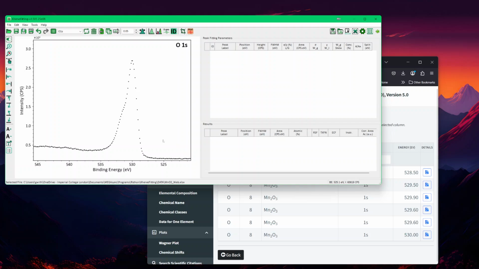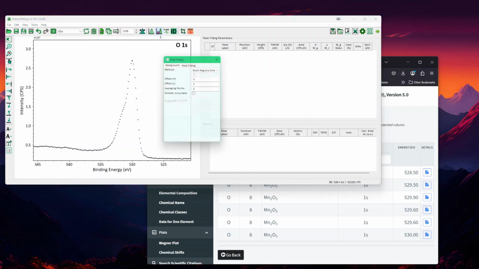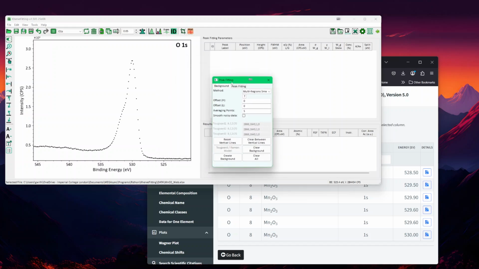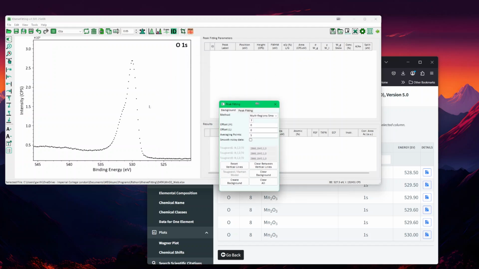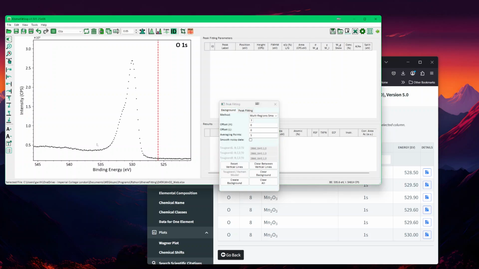So let's start the peak fitting. When you fit oxygen, it is not as straightforward as carbon 1s, because there are too many peaks that may just look like one peak at the end. So it's hard to differentiate. What we can know is the lattice peak.